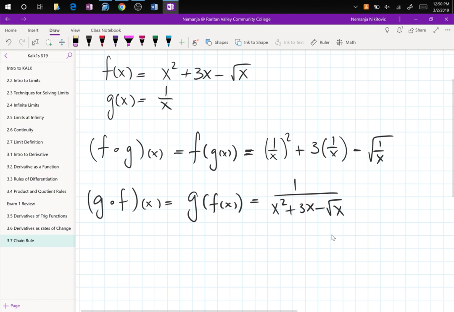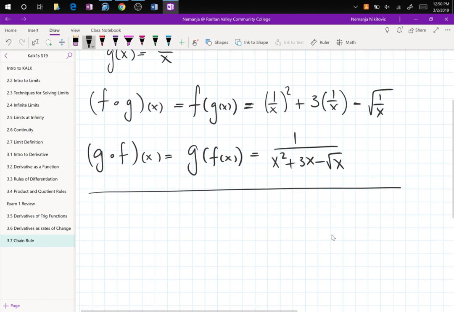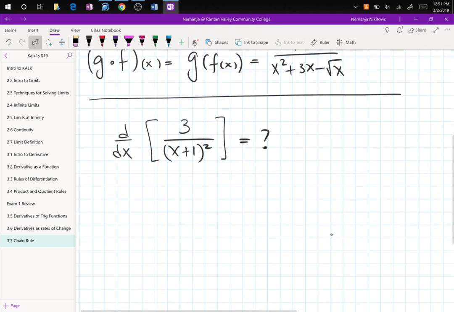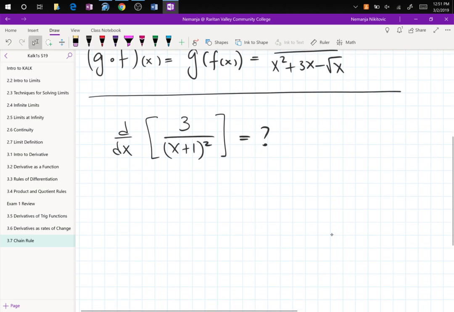So now we would like to know what is the way to find the derivative of the composite function. So, for instance, what is the derivative of 3 over x plus 1 squared? If you have something like this, what is the derivative of this? So that's the goal of the whole lecture.